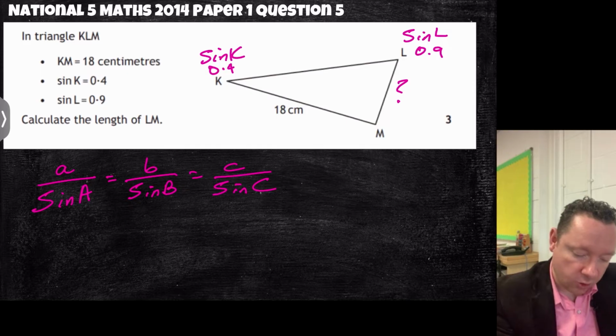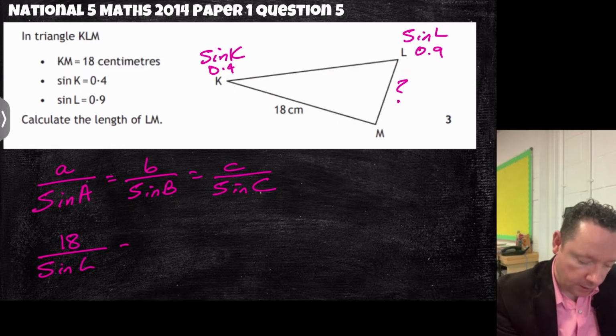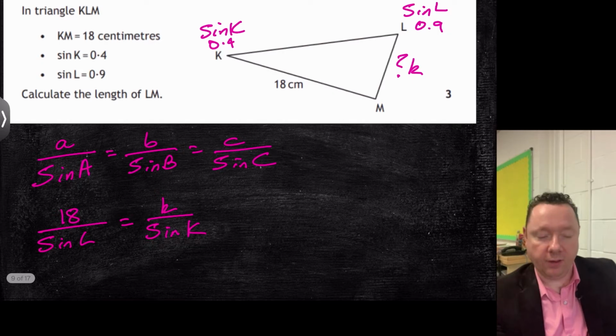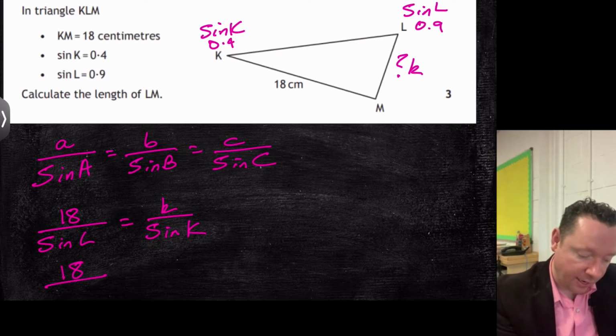So then we've got our pairs, so we have got the side of 18 goes with sine L. So we can write 18 over sine L equals the other pair, which is sine K, and let's just call that K just to give it a letter. K over sine K. So we can then just sub in what we're given. It tells us sine K is 0.4, so I don't need to work it out. And we know sine L is 0.9, so I can write 18 over sine L, which is 0.9, equals K over sine K, which is 0.4.